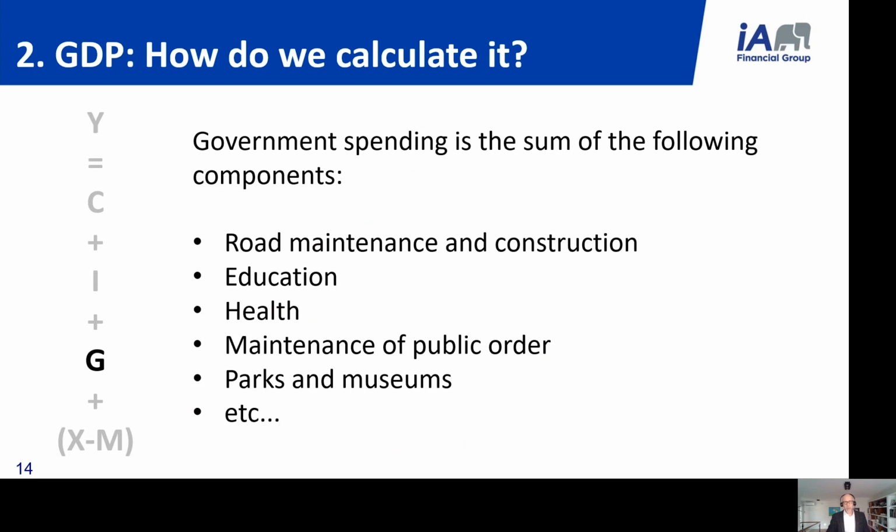Government spending now, maybe a few categories. Spending is the sum of the following components: road maintenance and construction, so the infrastructure spending of the government, education, health, maintenance of public order. That's mostly wages, so paying for the teachers, paying for the doctors, the nurses, the police, the armed forces. This is a large part of the government budget, and also parks and museums and all of the other public goods that we can enjoy. So this is captured by this government component.